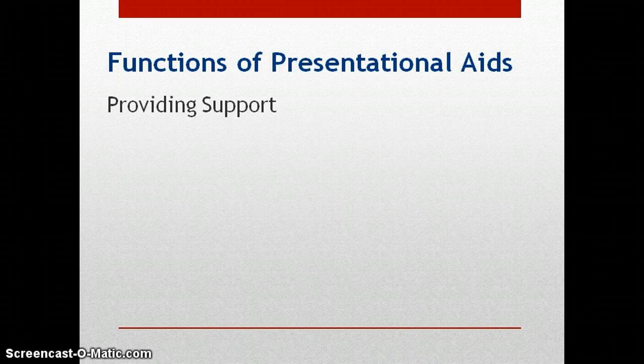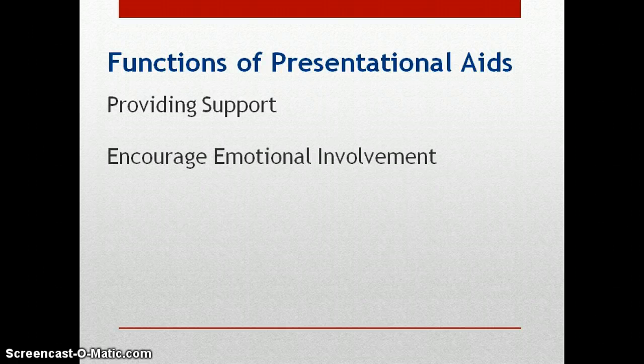Next, providing support. We talk in this class about a variety of evidence, but there's some evidence that you just cannot describe. It has to be shown. That's what presentational aids are for. You can show charts, graphs, sets of statistics, even pictures and other forms of visual rhetoric that can really develop your argument well. And finally, encourage emotional involvement.